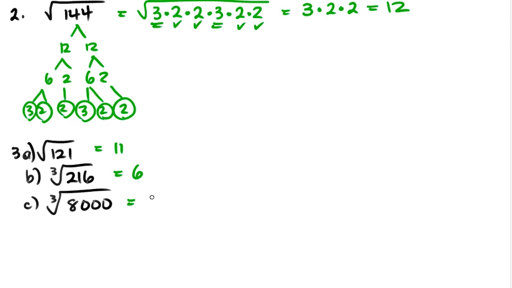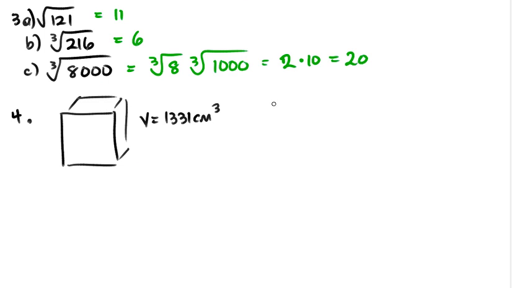And for the last one, if you think about it as the cube root of 8 times the cube root of 1,000, you don't really need a calculator because that's 2 times 10, which is 20. And 20 times 20 times 20 is 8,000. To find the dimensions of the cube, we realize that the volume is length times width times height, or length times length times length, because all the dimensions are the same.